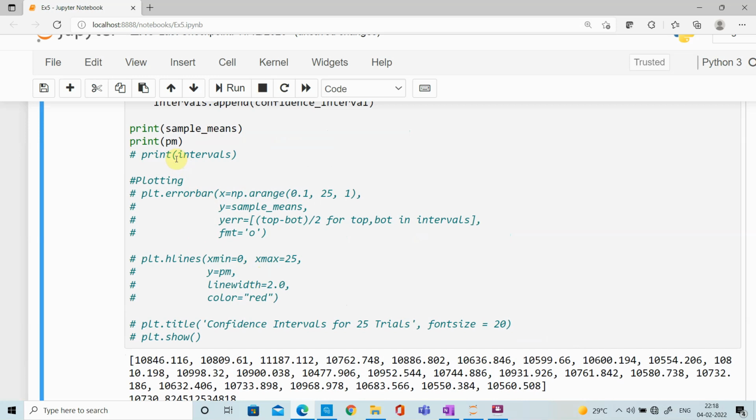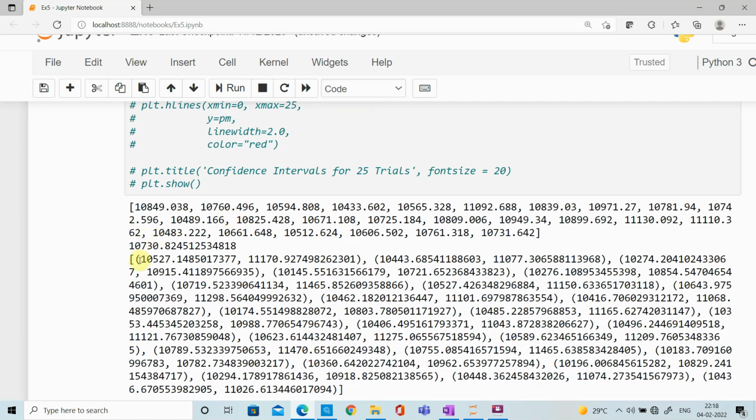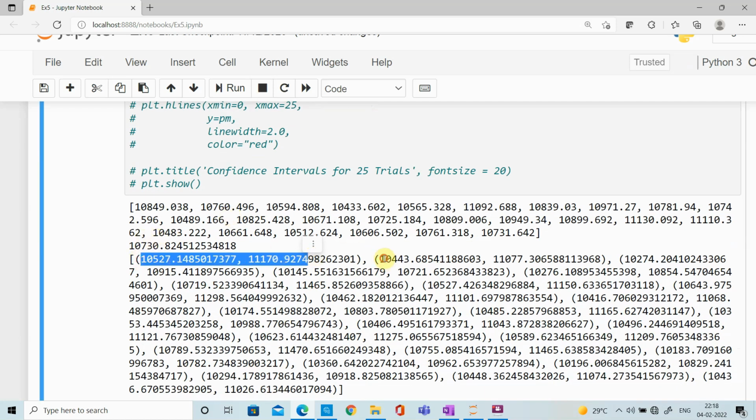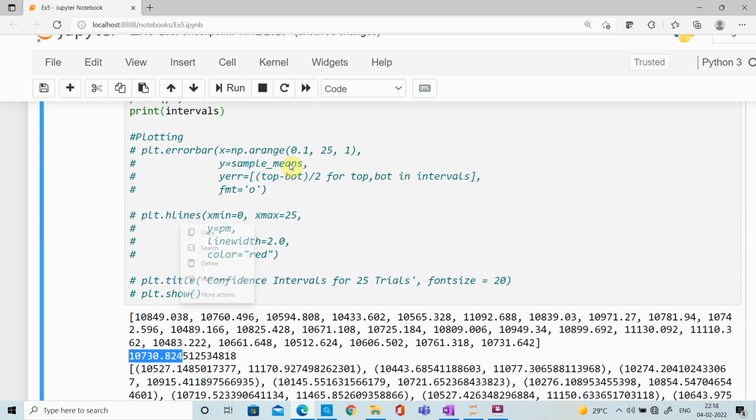Same thing for every one of the 25 iterations, we calculated the interval also. This is my first interval, second interval. So every interval confirms that my population mean will be available within that particular interval. So this I am going to represent in terms of a graph.